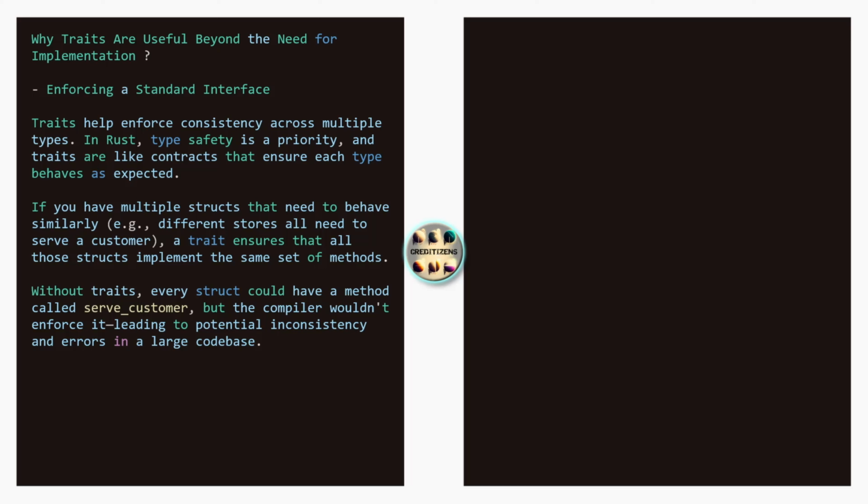Without traits, every struct could have a method called serve customer, as I said before. But here it's important, the compiler wouldn't enforce it, leading to potential inconsistency or errors in a large code base. So it helps also to not get those errors.